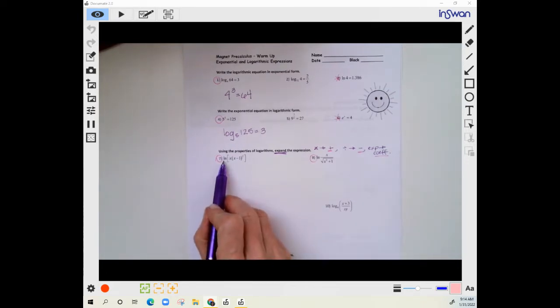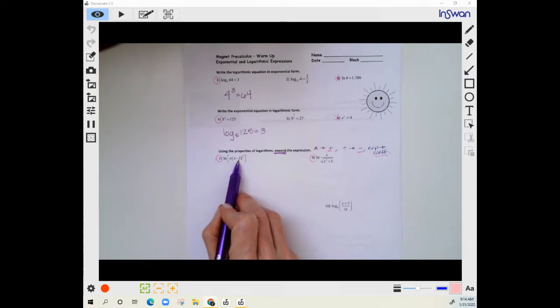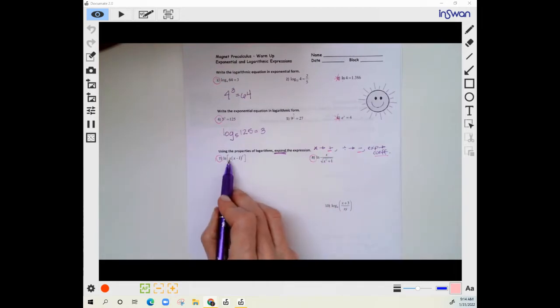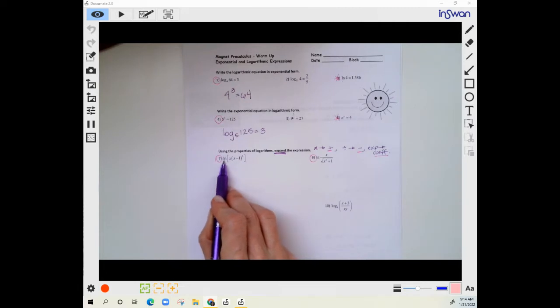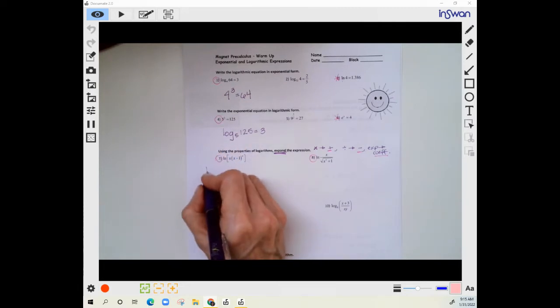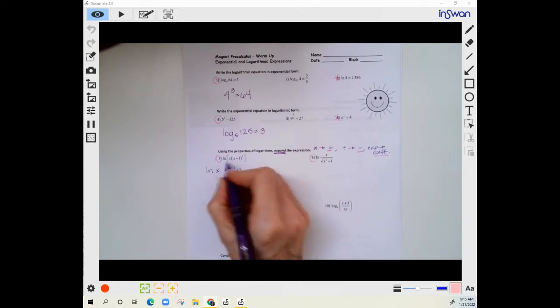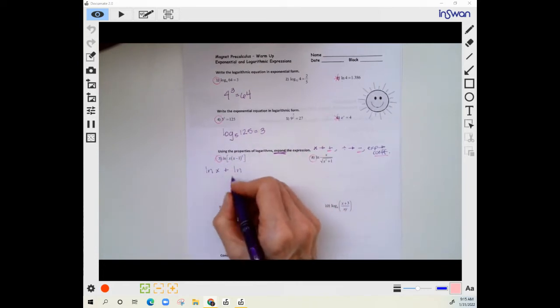Okay, so we have a natural log. And inside the brackets, we have a couple things happening. We have x being multiplied times the quantity x minus 1, and we also have an exponent. The multiplication is going to break up into addition. Since I have two things being multiplied, each of those things is going to get its own natural log, and I'm going to connect those logs with addition, because multiplication turns into addition.